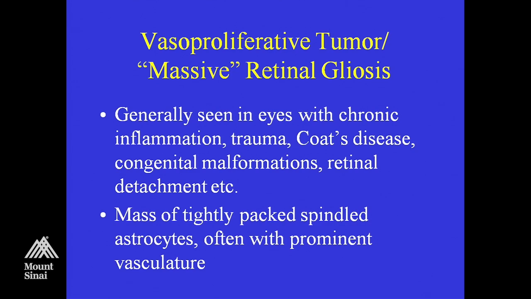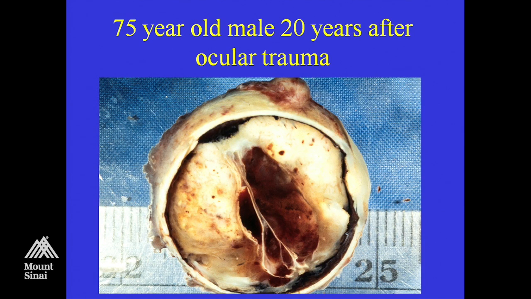And they're basically comprised of tightly packed spindled astrocytes and are generally associated with prominent vasculature. Here's an example from our institution, a 75-year-old male in which the eye was enucleated 20 years after there had been an ocular trauma, and you can see this white mass of glia filling the eye with numerous fairly large vessels scattered throughout the lesion.